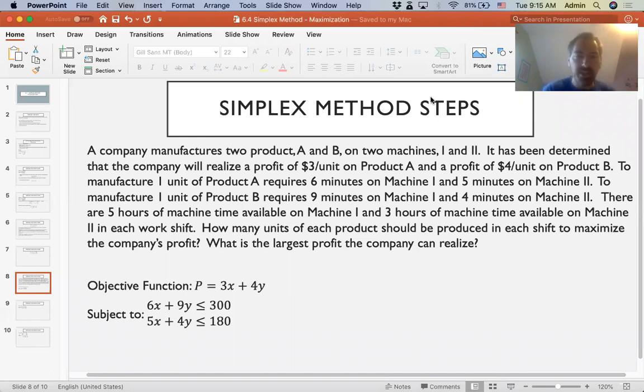We'll look at another example of the simplex method, still in two variables. But we're going to start with an actual word problem talk-through to remind ourselves how to set up the problem before we actually work through the problem.